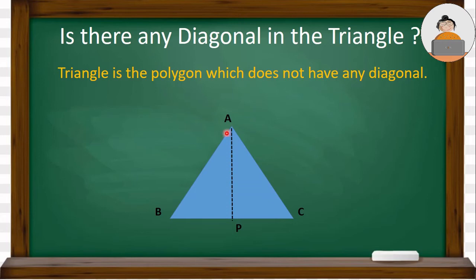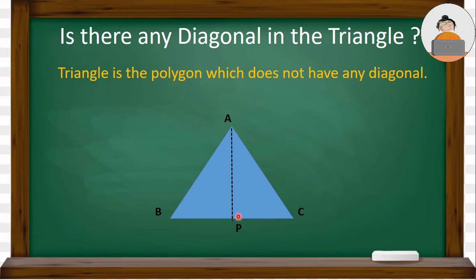Secondly, I have drawn a dotted line which you can see connects the vertex A and the point P, which is the midpoint of the line BC. It will also not be considered a diagonal because it is not connecting two vertices.